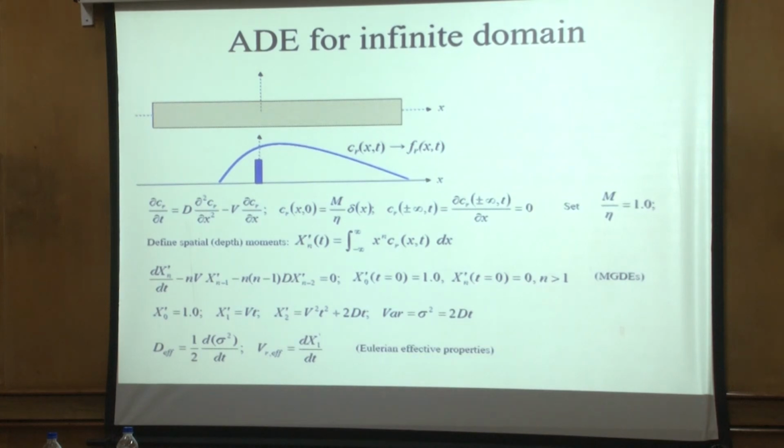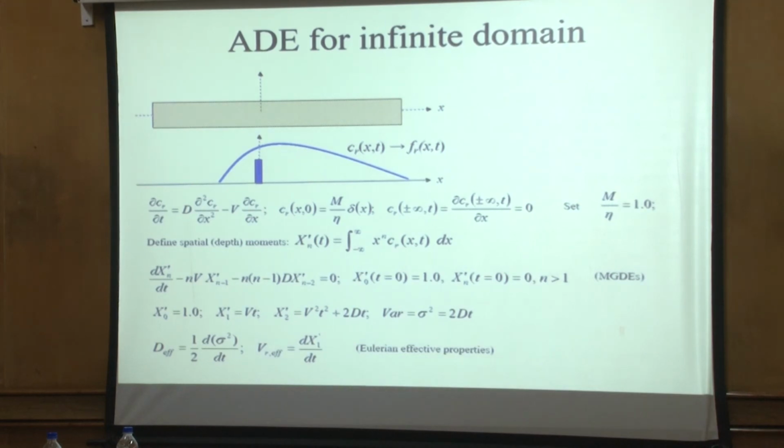So what we now see is the effective velocity is simply dx1'/dt. That will give us the velocity. What we think of as dispersion from here, we take the derivative of the variance, or derivative of sigma squared, with respect to time, that will be 2D. So D is half of this. So this is the result that you basically are familiar with.